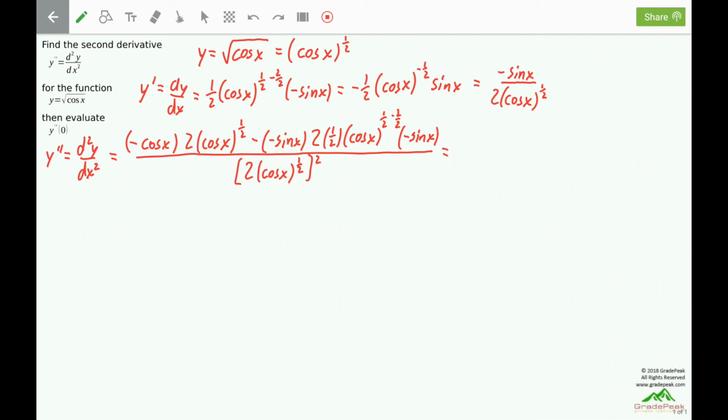Now for the first term in the numerator, I'm going to collect together the constants. I have a negative and a 2. That'll give us a negative 2. I have a cosine of x here that's to the first power, and I have a cosine of x here that's to the 1/2 power. We can combine those by adding the exponents. 1 plus 1/2, 2/2 plus 1/2 is 3/2. So that'll give us a cosine of x to the 3/2 power.